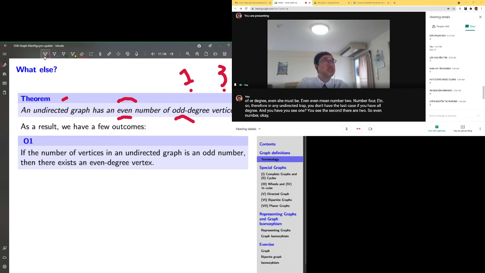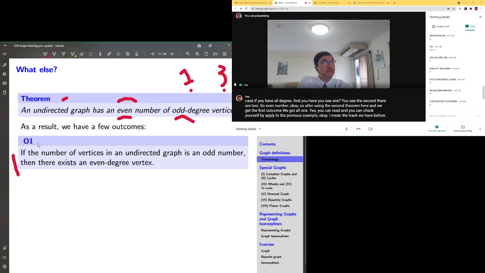After using the second theorem here, we get the first outcome, we call O1. You can read and check yourself by applying it to the previous example, the graph we had before. It gives you the outcomes here, not only O1, but you have O2 as well. Before reading O1 and O2, let me check this first in your graphs before: the number of odd degree vertices must be an even number.